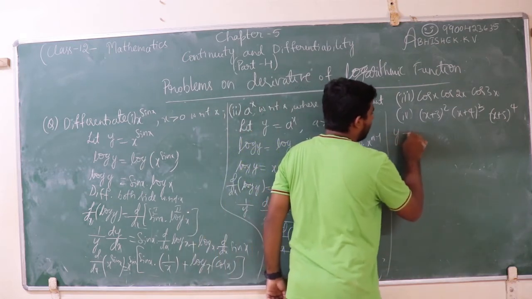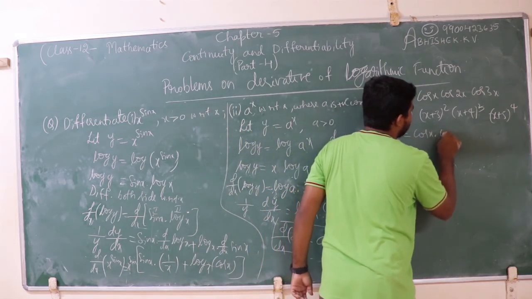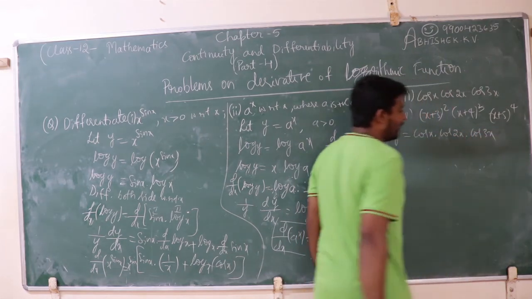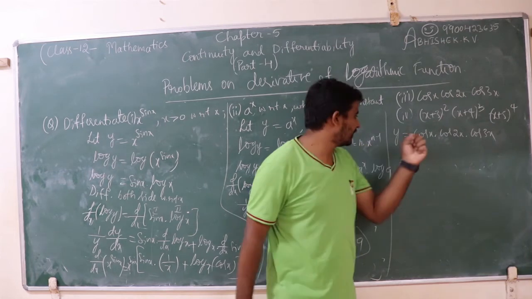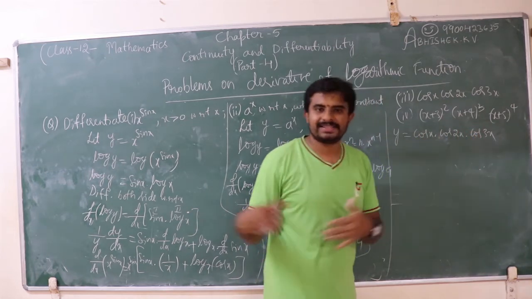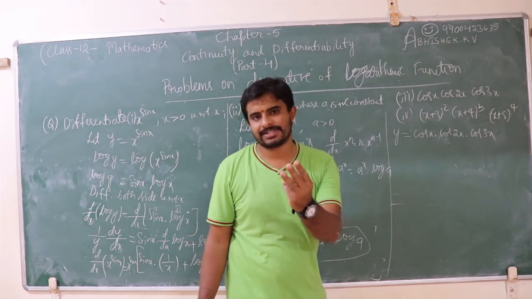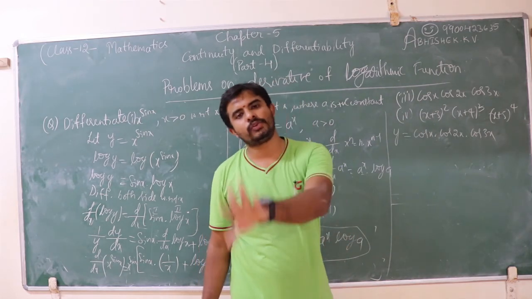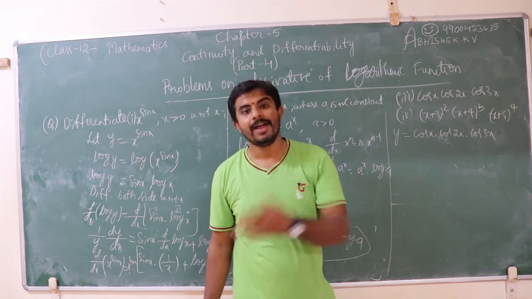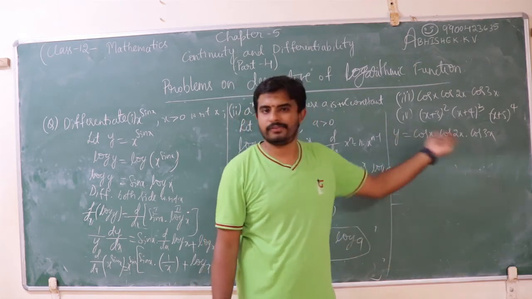Third problem, let y is equal to cos x into cos 2x into cos 3x. See, here we have three functions. Cos x is one function, cos 2x is another function, cos 3x is another function. Totally we have three functions. We know the derivative for two functions is first into derivative of second plus second into derivative of first. But we don't know about the derivative of three functions.